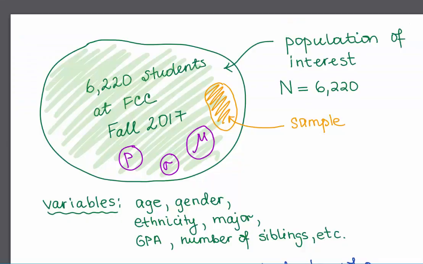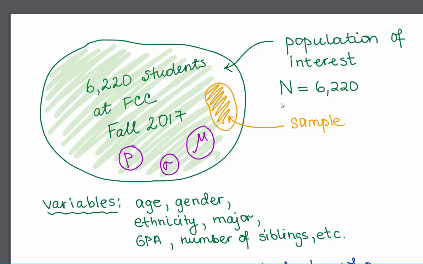Let's say I am interested in the population of FCC students, right? So here's my population of interest. I have capital N that represents the population size, and I know for sure what that is. It's 6,220 students that are enrolled for credit, and I can potentially survey these students, right?